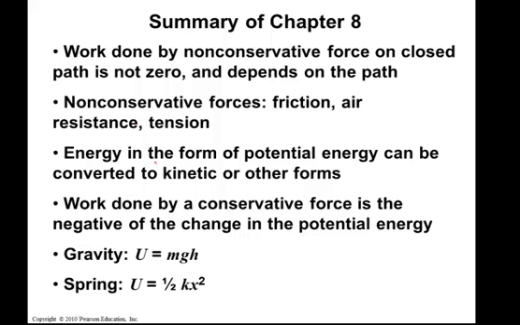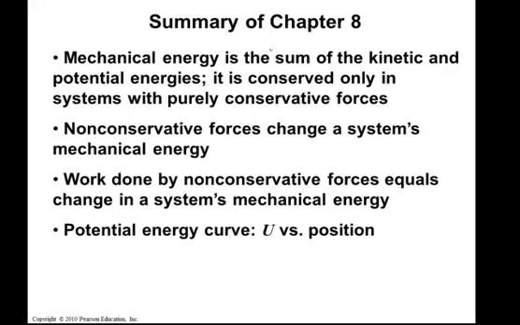We talked about that energy in the form of potential and kinetic can be transferred back and forth, and that if we have work done by a conservative force, it's the same as the change in your energy. And we had gravitational potential energy, which was mgh, and for your spring it is 1/2 kx squared. And mechanical energy is the sum of the kinetic and potential. And if we have any work done by non-conservative forces, that's equal to the change in mechanical energy. And then finally we looked at those potential energy curves. And that will finish up chapter 8.